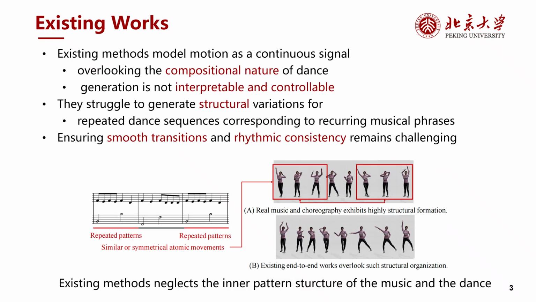Most existing methods treat motion as one continuous signal. This overlooks the compositional structure shared by music and dance. As a result, generation is difficult to interpret or control. Repeated music phrases, choreographic variation, and transitions may be neither smooth nor rhythmically consistent.